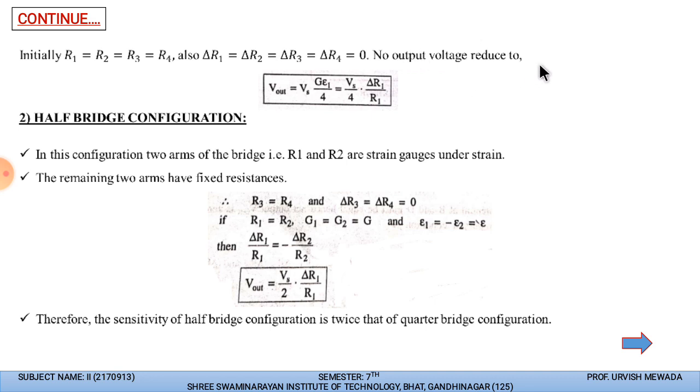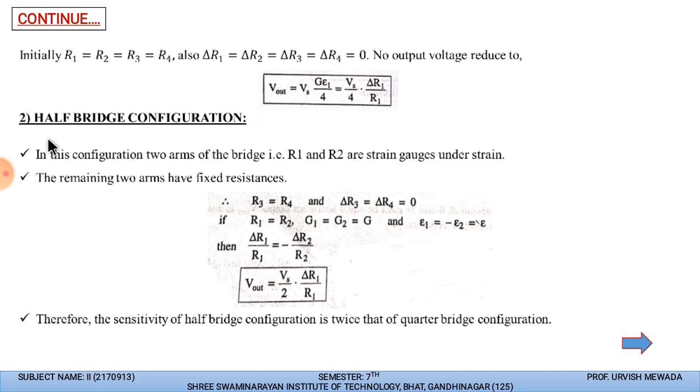So there is no output voltage at the balanced state, and Vout will become Vs into gauge factor into epsilon, which is Vs by 4 into gauge factor, where epsilon 1 is equal to delta R1 by R1. So this is the first configuration.